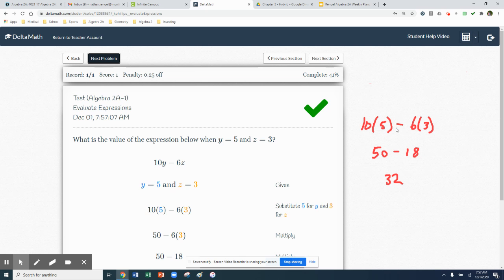So we've done 6 out of the 11 sections. I will head into Delta Math here in a second and check out your progress at about 8:10 when we get to the end of class.